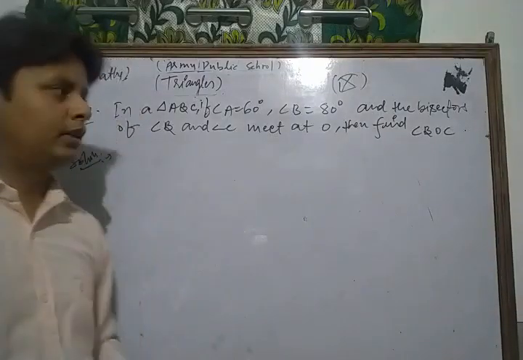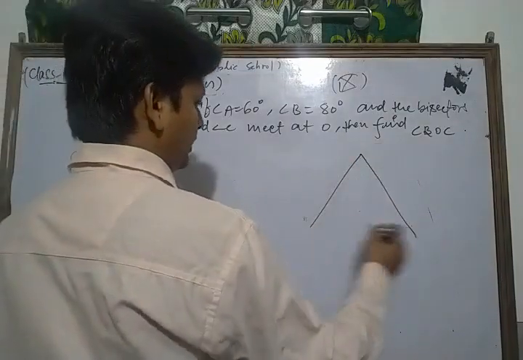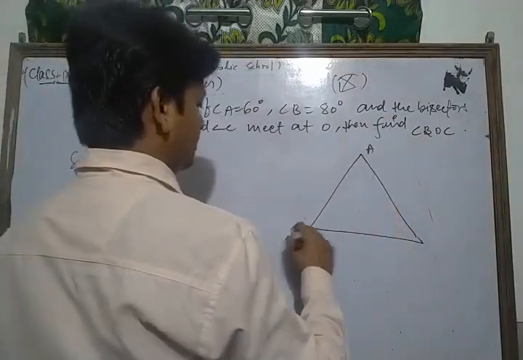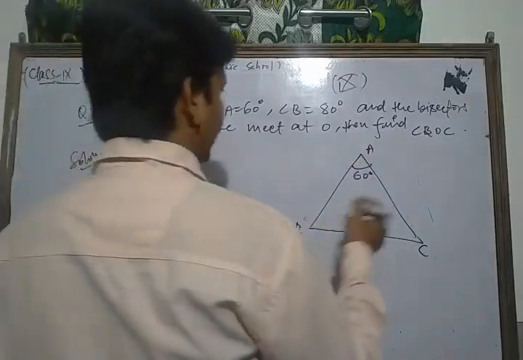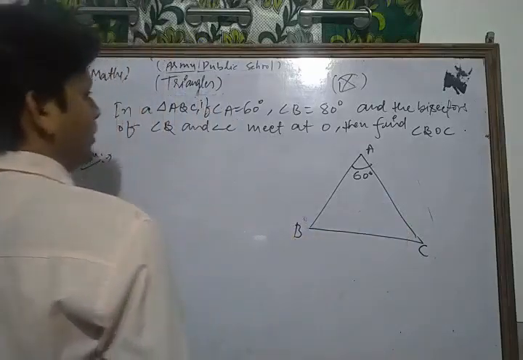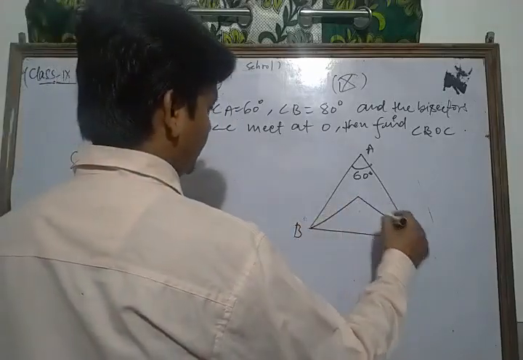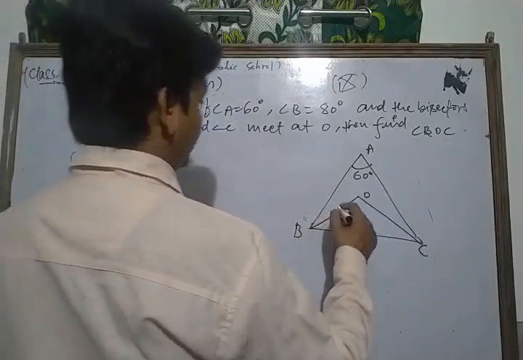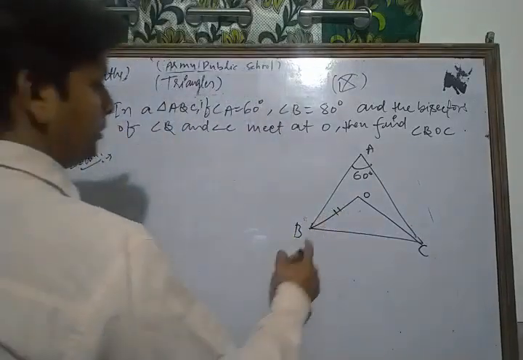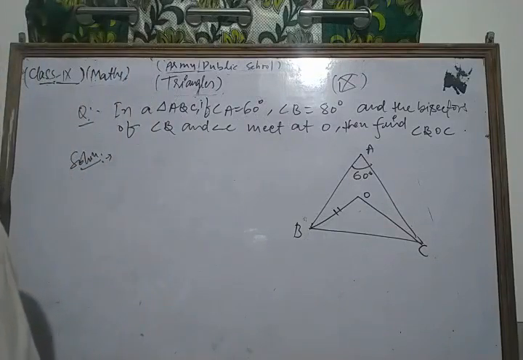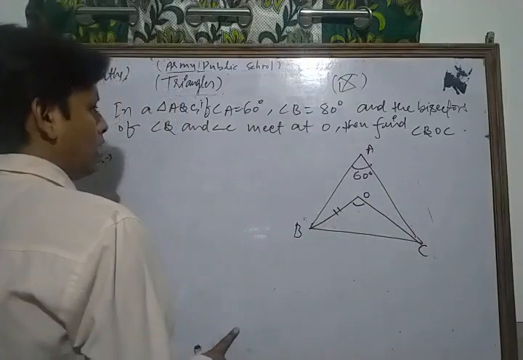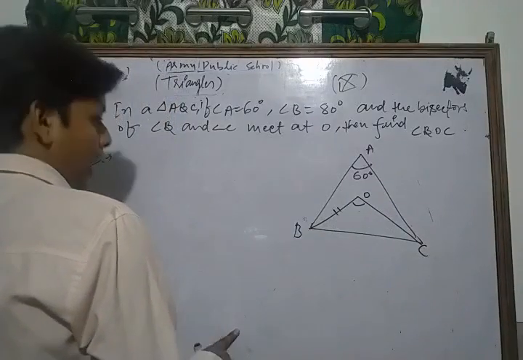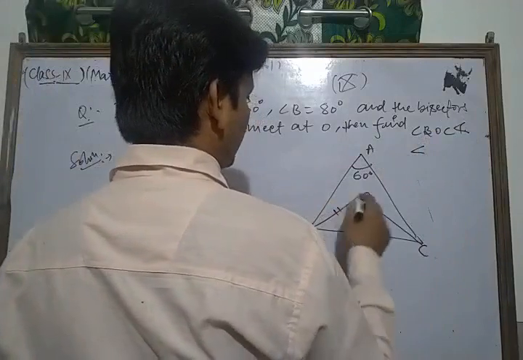Now let's see from the figure. Suppose that this is a triangle here, triangle ABC. Angle A is 60 degree. Angle B is 80 and angle C. We find angle BOC. The bisectors of angle B and angle C meet at point O. This is the bisector. We find angle BOC and angle OCB.